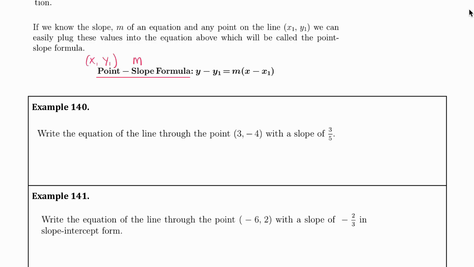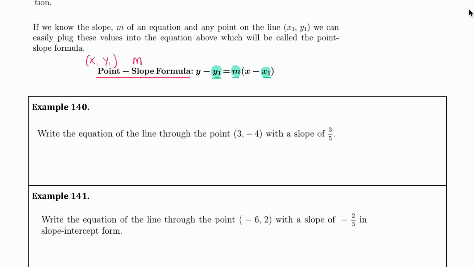So this point-slope formula says this. It says y minus y1 equals m times x minus x1. Those things I highlighted in green right here, those are the pieces that we are given. Those are what we're going to substitute into our formula to write the equation of the line.